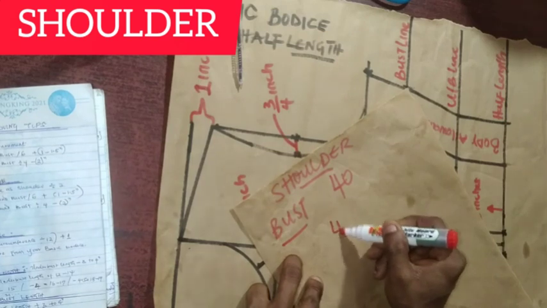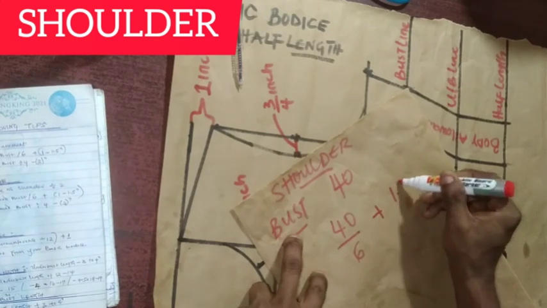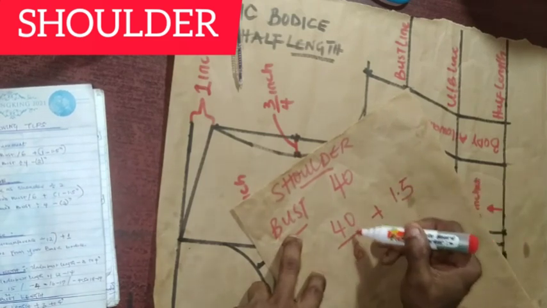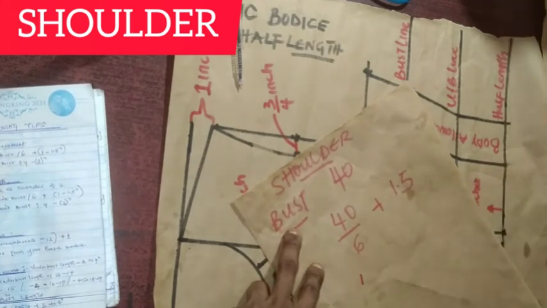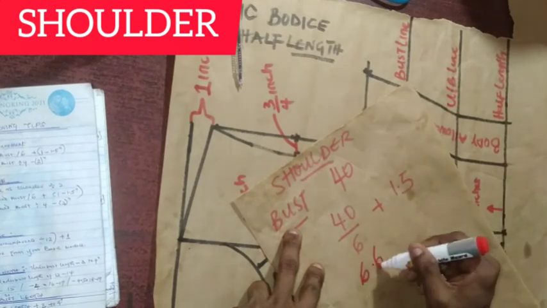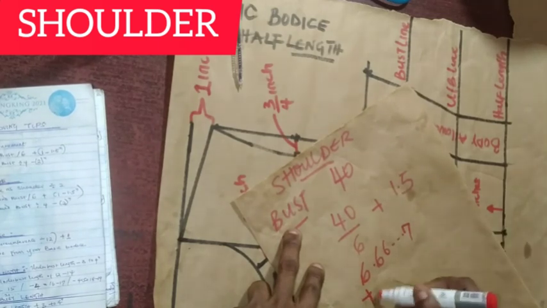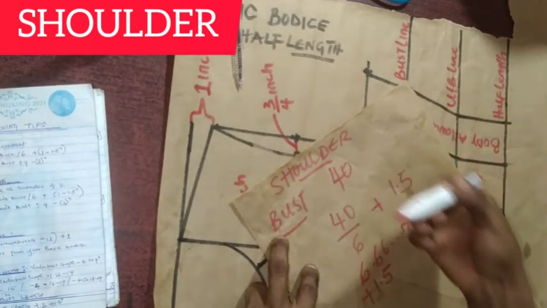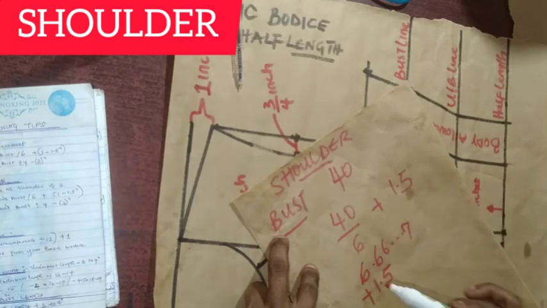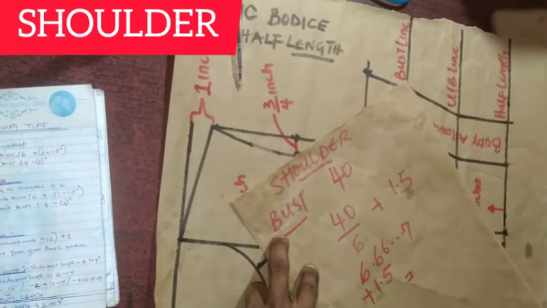Round bust, which is 40, divided by 6, plus 1.5. Are you seeing it? 40 divided by 6 plus 1.5. In this case, 40 divided by 6 is going to give us around 6.666, which rounds up to 7. Now all you're going to do is add 1.5 to it. So for a bust of 40, divide it by 6, which will give you 6.667. Then add 1.5 to it, which the formula says we should add.